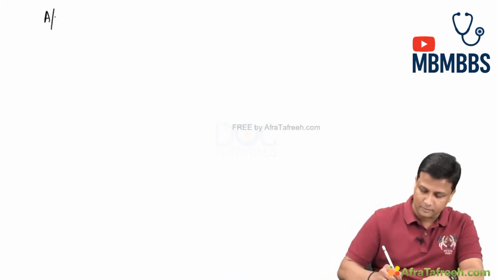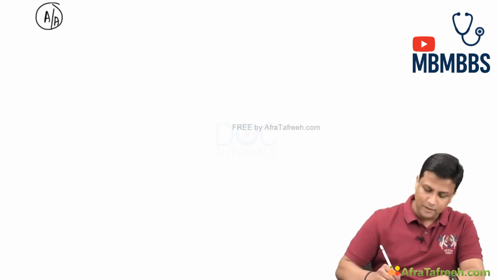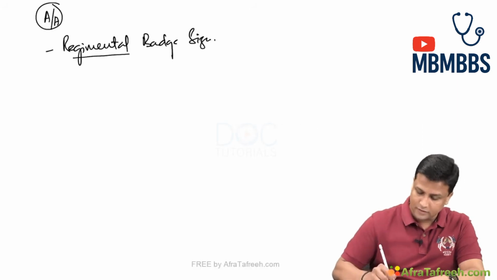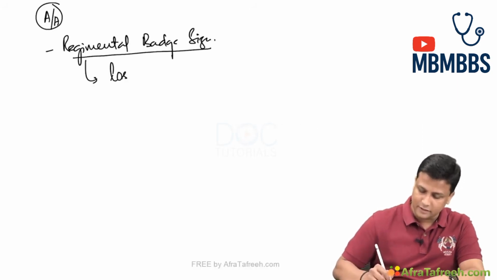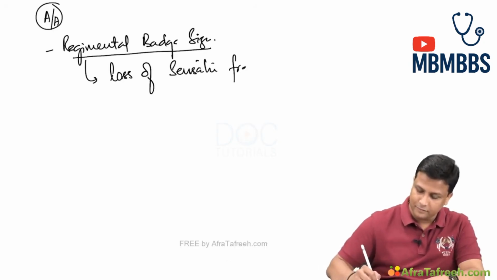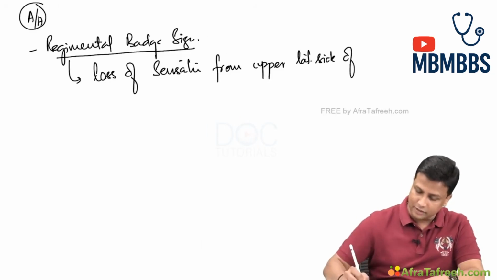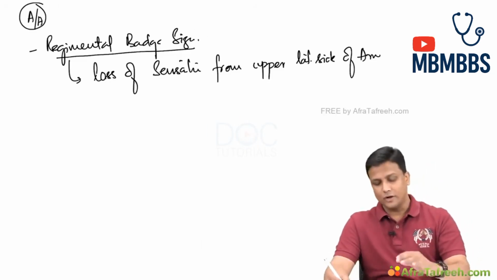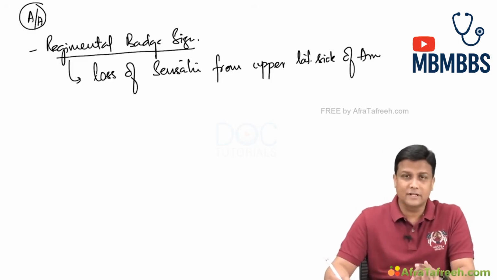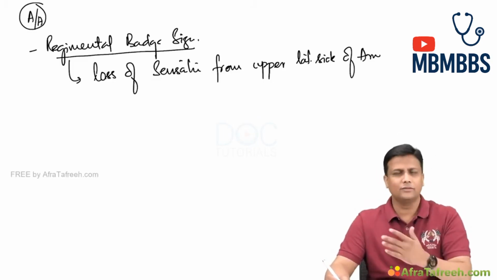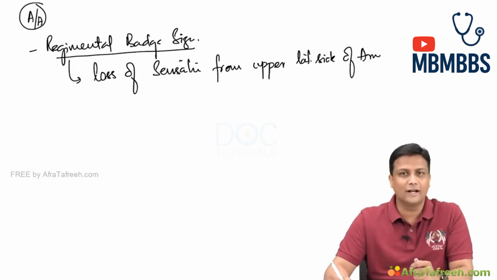So better you do one thing here. Just write down there as applied aspect. I'm writing in short as A, applied aspect. In that, regimental badge sign. Now, what is this regimental badge sign, guys? Regimental badge sign is loss of sensation from upper lateral side of arm. Upper lateral side of the arm, guys. Fine. So what is regimental badge sign? It is nothing but loss of sensation, sensory loss from the upper lateral side of the arm. And of course, what is the nerve involved here? It's because of injury to the axillary nerve, guys.